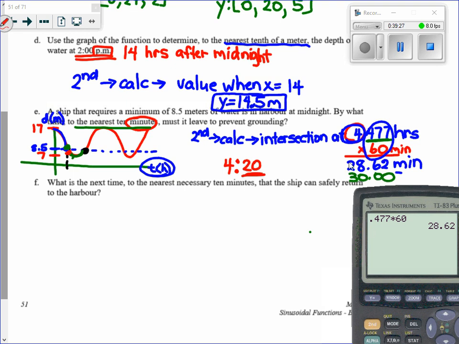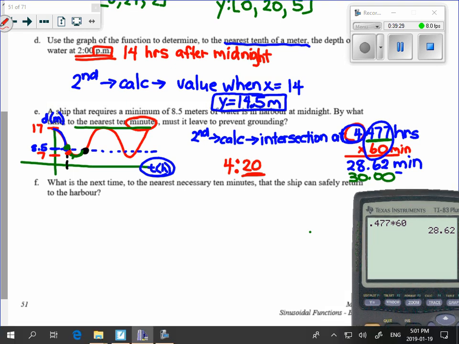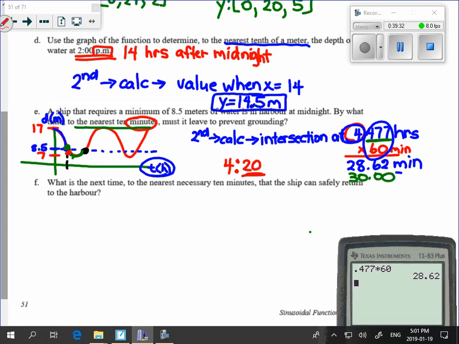That ship would have to leave in order to prevent grounding, okay? So just make yourself a note here. 4:30 would be too late. The ship would be grounded by 4:30.